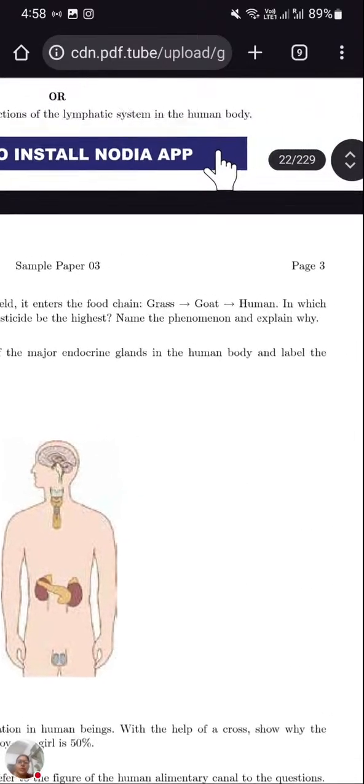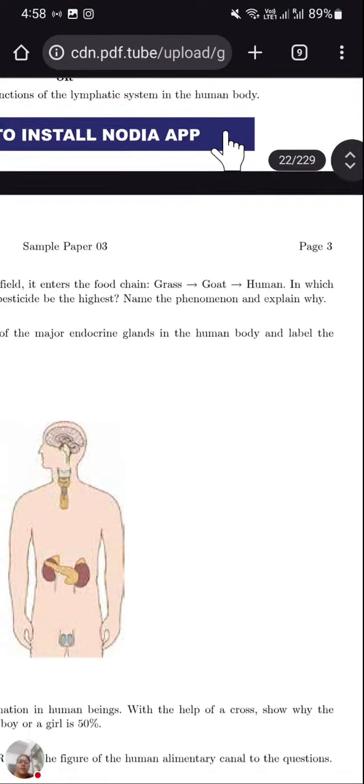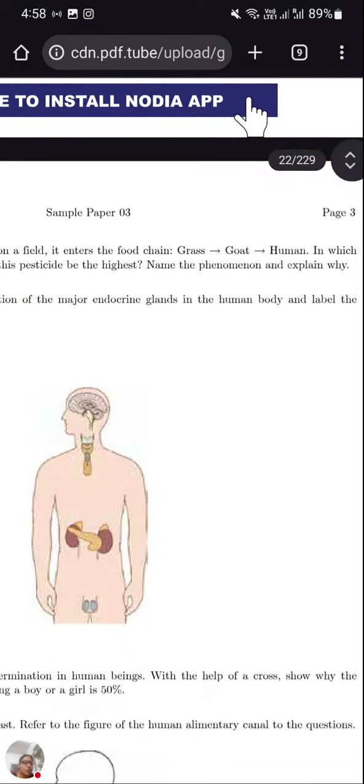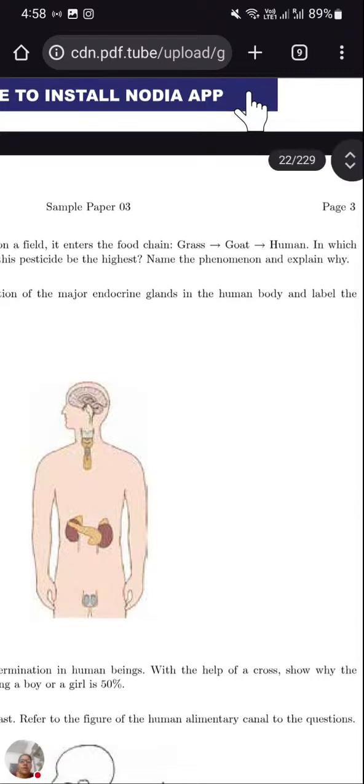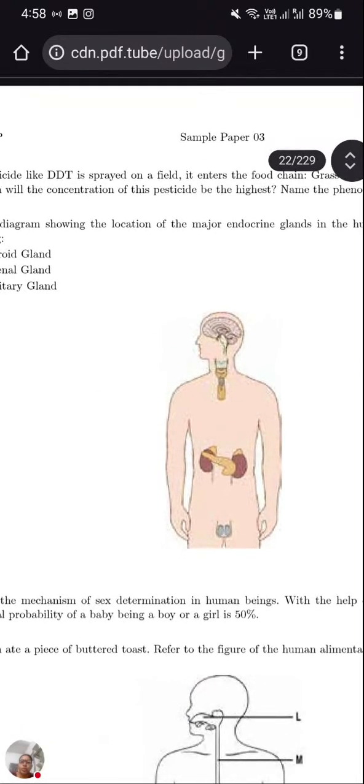Now the next question, name the phenomenon and explain why. So this phenomenon is called biological magnification. There is high accumulation, because human beings are occupying the top level, so all the non-biodegradable waste will get accumulated in their body via the food chain.